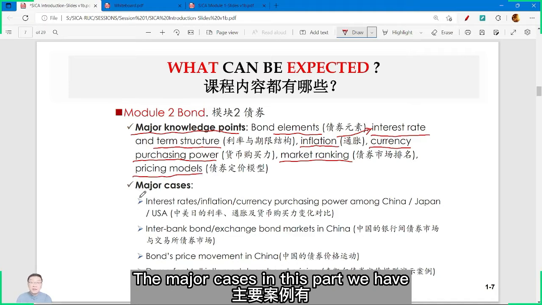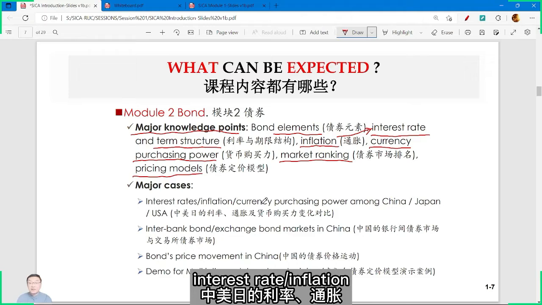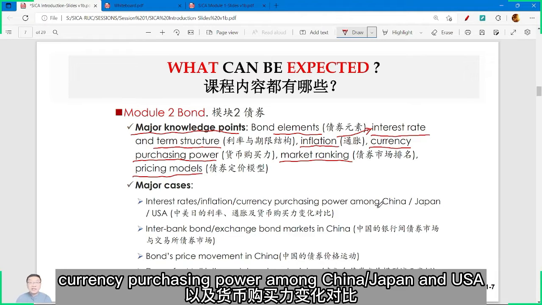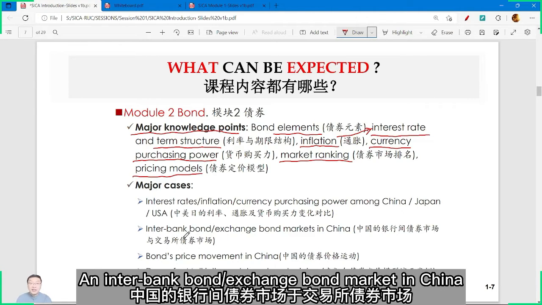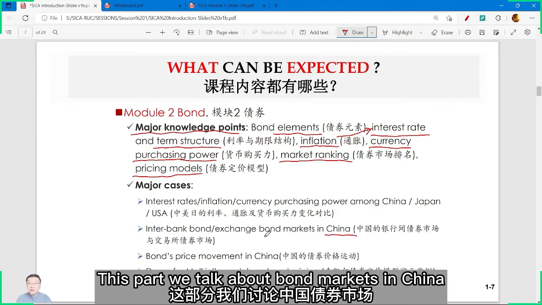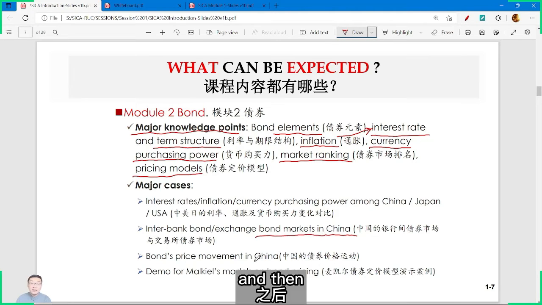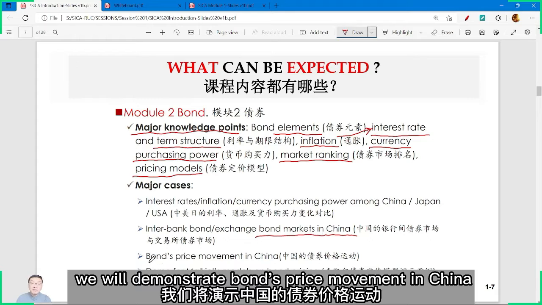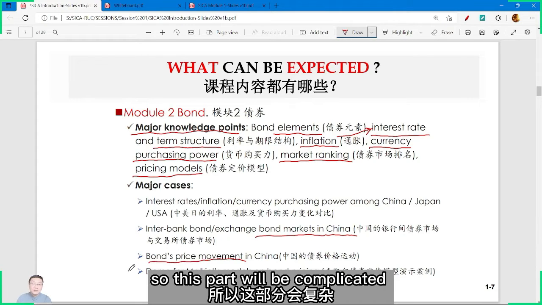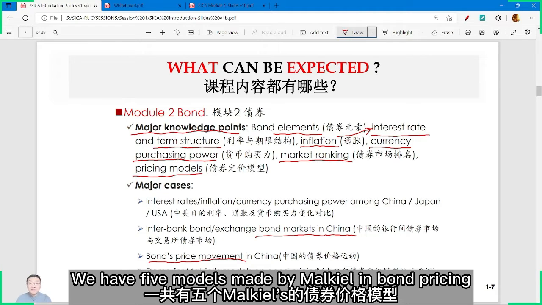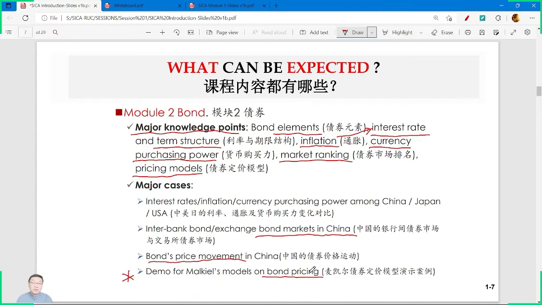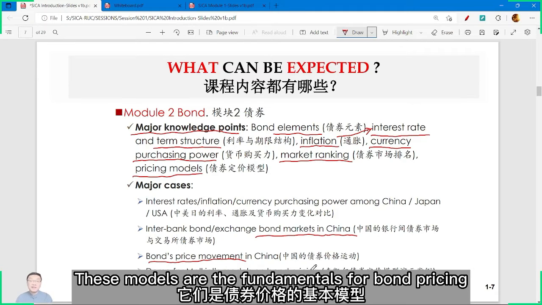The major cases in this part, we have interest rate, inflation, currency purchasing power among China, Japan, and USA. Of course, we can add India as well. And interbank bond and exchange bond markets in China. This part, we talk about bond markets in China. And then we will demonstrate bond price movement in China. So this part will be complicated. We will demo five macro models in bond pricing. We have 5 models made by macro in bond pricing. These models are the fundamentals for bond pricing.